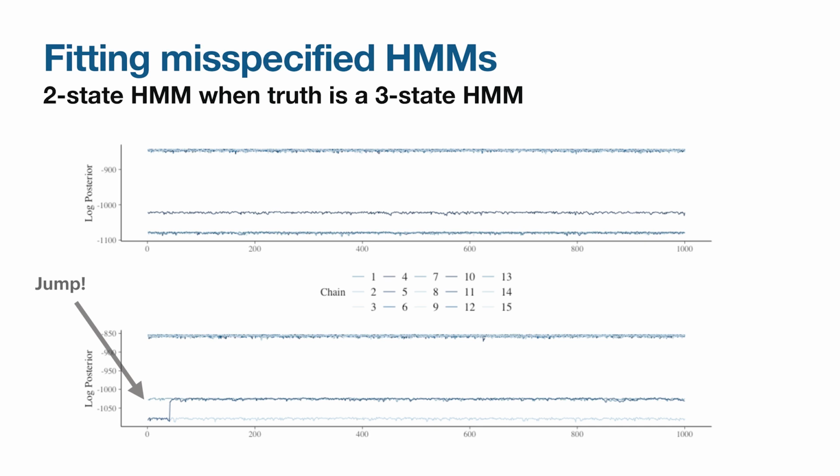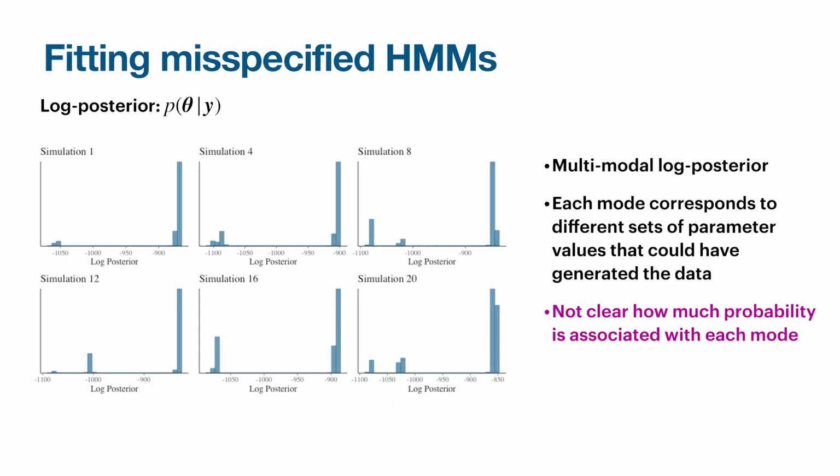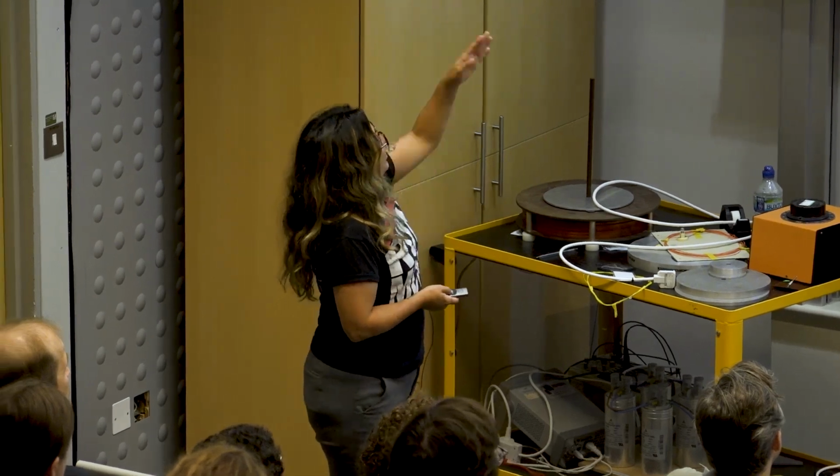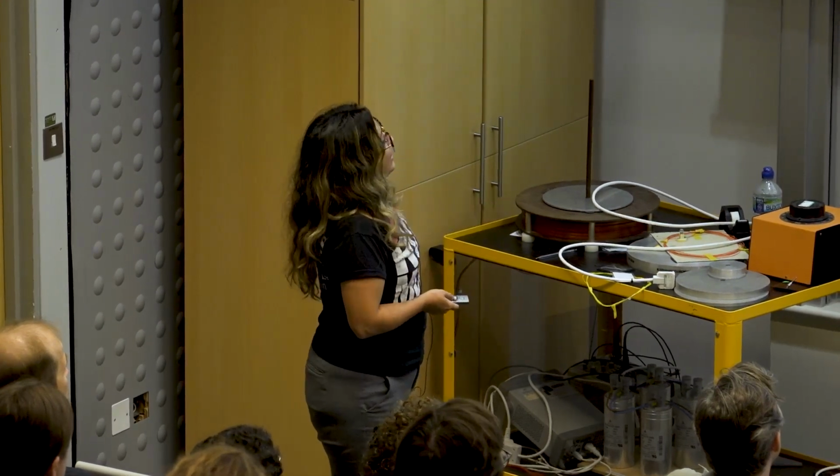There is once that I got this little jump across chains, across modes, that I was really excited about. But when I fit the incorrect hidden Markov model, a two-state to data from a three-state HMM, I get this sort of unnormalized log posterior. I get these different modes. And I did various simulations and ran like 15 chains for each one. The posterior draws for the second mean across 6 simulations.